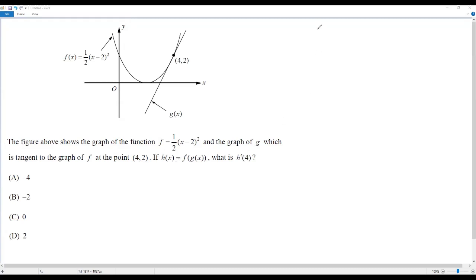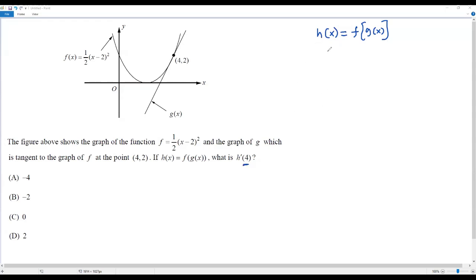Okay, here we have the function h of x defined as the composition of two functions f and g, that is f of g of x. Our aim is to find h prime of 4. That is, we have to get the first derivative of this function h of x, that is h prime of x, and then we have to plug in 4 for x.